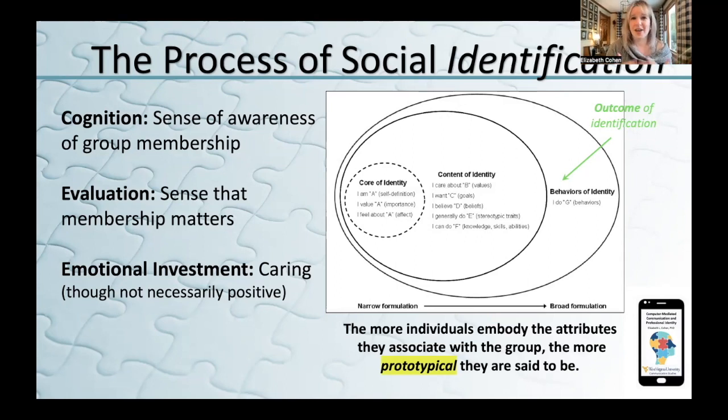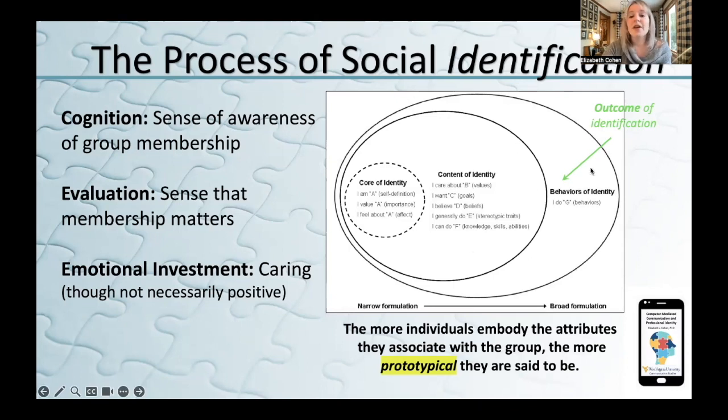And then, of course, there's caring about it, feeling like you have some sort of investment in it. By the way, this doesn't necessarily have to be caring in a good way. Sometimes you might be very ashamed or embarrassed of different identifications that you have. But the fact that you even have that emotional response to it means there's some sort of identification investment in it.